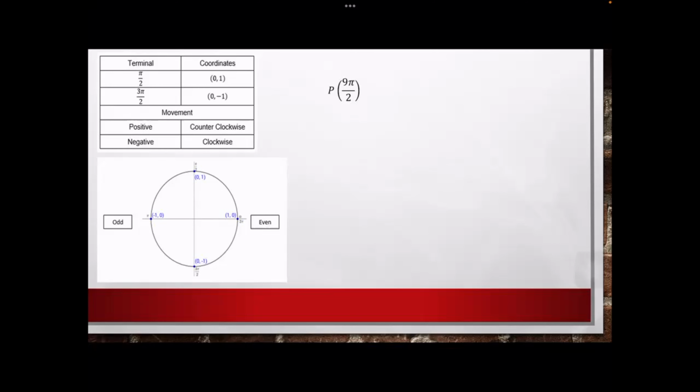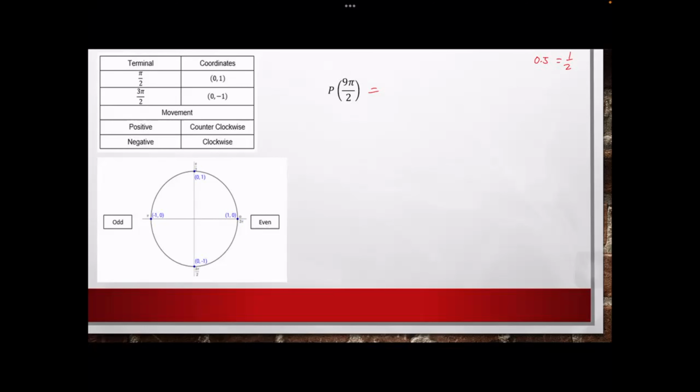Example, we have the point P. Yung given niya dito is 9 pi over 2. So, ang gagawin natin dito is divide muna natin siya. 9 divided by 2. What is 9 divided by 2? That is 4.5. Now, yung 0.5, ang equal niya is 1 half. Remember, 0.5 is equal to 1 half.